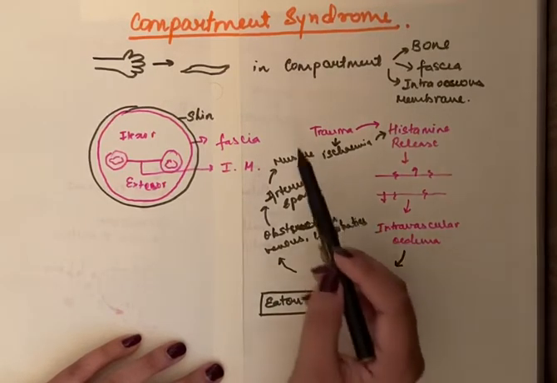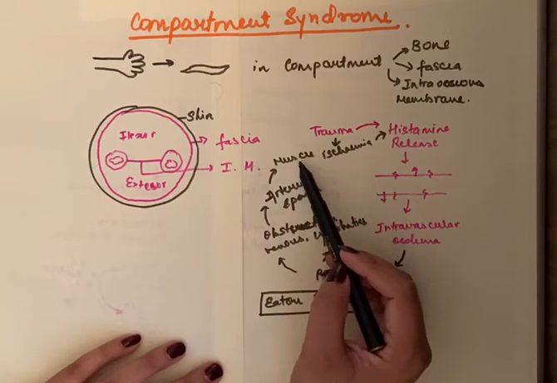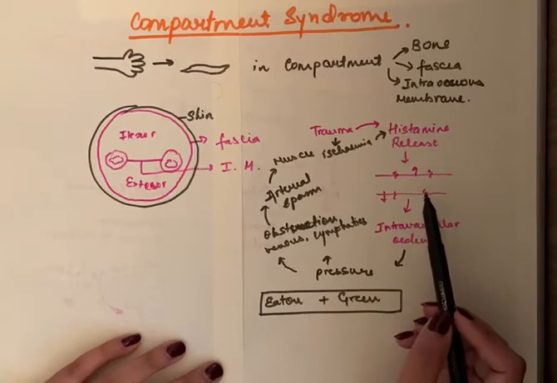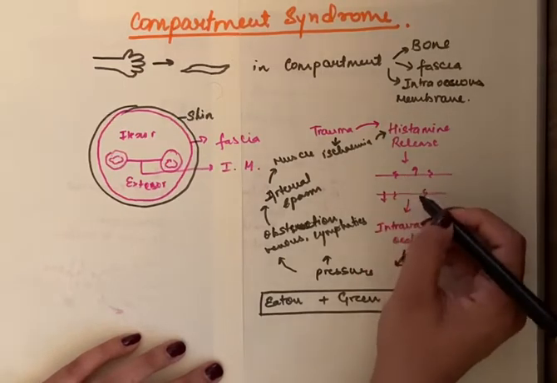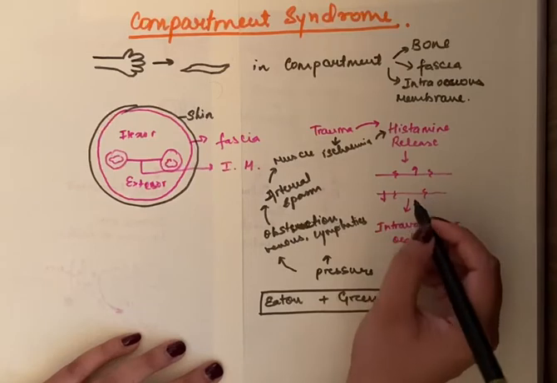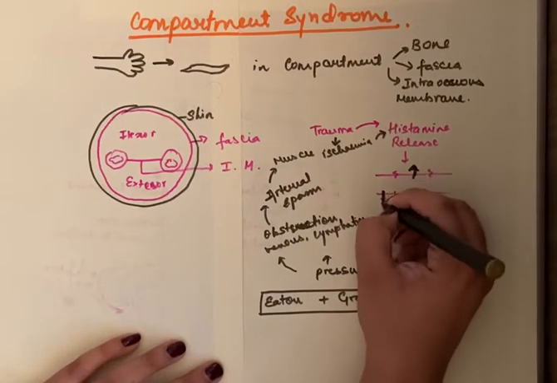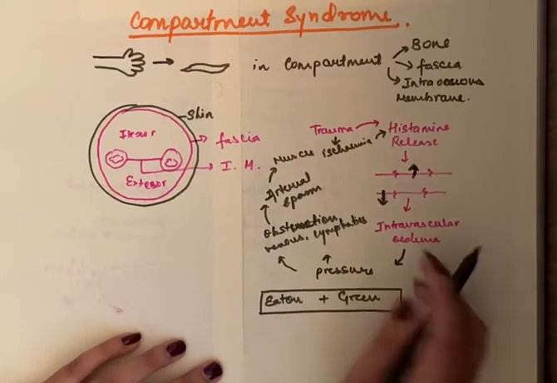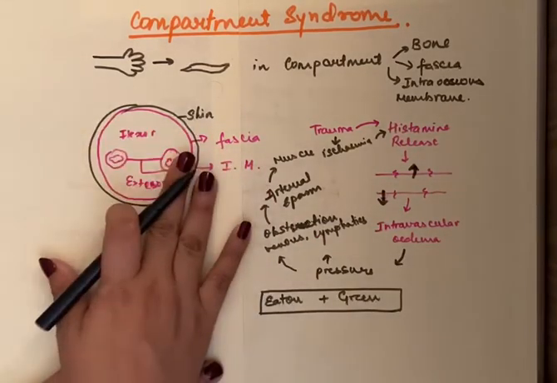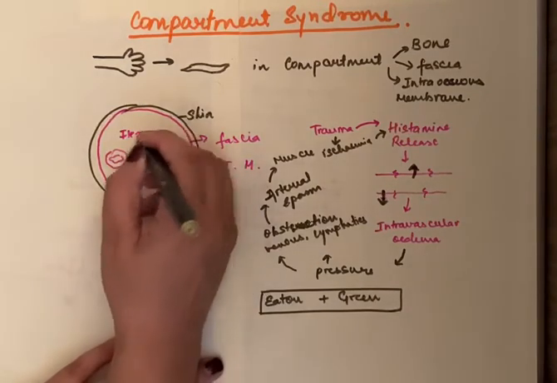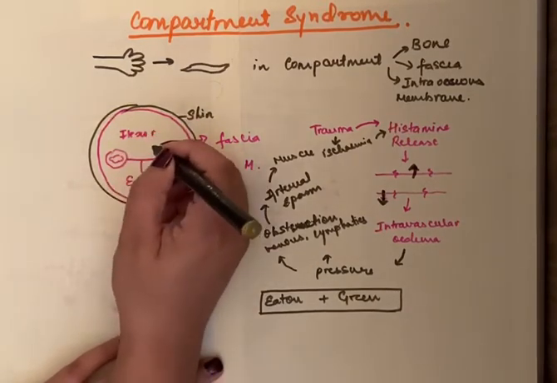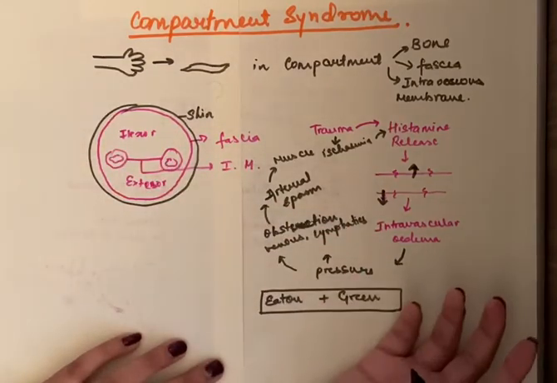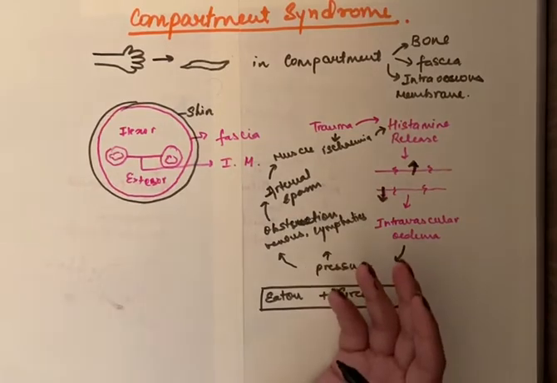I will repeat. There is trauma causing muscle ischemia. This muscle ischemia in turn causes histamine release. Histamine will cause the capillaries to be permeable, due to which the fluid will move out of the capillary, causing intravascular edema. Due to this edema, in a closed compartment there will be increase in pressure, causing the lymphatics and the vessels here, the venous vessels, to obstruct, ultimately causing arterial spasm, which will again lead to muscle ischemia.